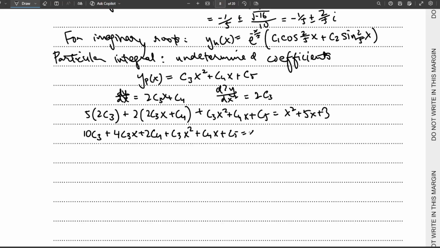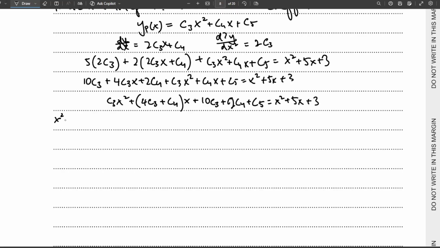And what we'll do is collect the terms with the same variable on the left hand side. So all the x squared, it will just be c3x squared, and x, they have 4c3 plus c4 x, and for the constant term 10c3, 2c4 and c5. And yeah, the form of the left hand side and right hand side is similar, right? Because you have the x squared, x, and then the constant term. So we can go ahead and compare the coefficients of each of the term.